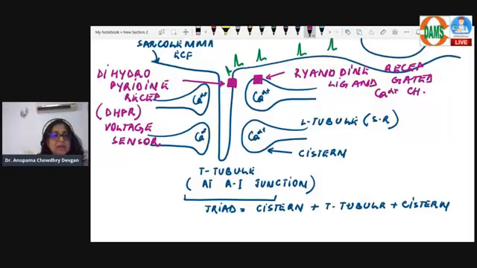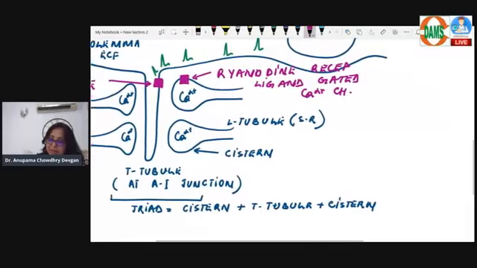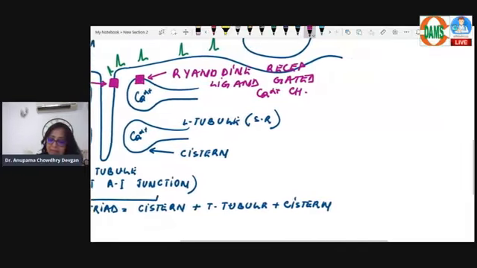Again, where is the dihydropyridine receptor located? It is located on the T-tubule membrane. It is a voltage sensor. What is located on the L-tubule is the ryanodine receptor. The ryanodine receptor is a ligand-gated calcium channel. Now, let's see what happens.